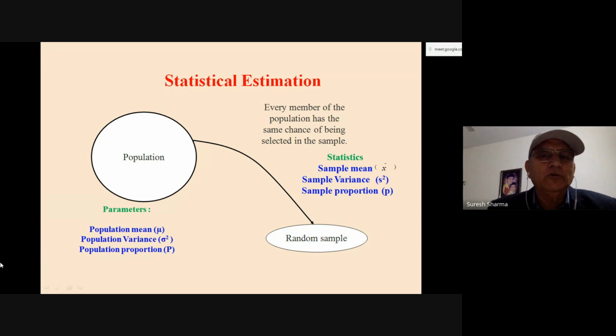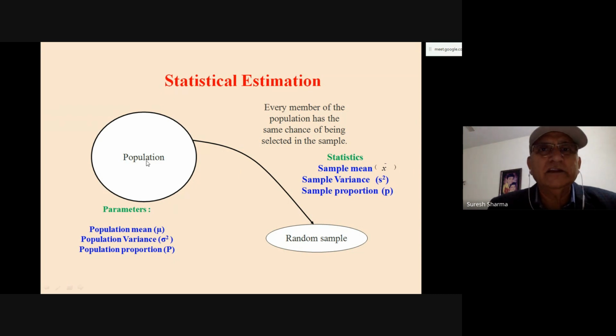It could be any proportion. That is denoted by capital P. So if capital P has a value of, let's say, 0.43, that means 43% of the people belong to this particular category. So this is what it means. If your values are concerned with the population, they are known as parameters. And these parameters are generally unknown. Why? Because I cannot study the entire population.